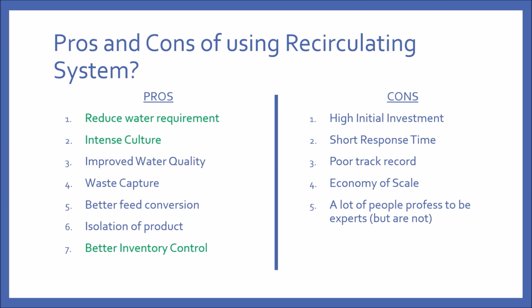Also, there have been a lot of failures in using RAS systems. Another con of using RAS systems is the required economy of scale, as most systems yield the benefit of having a volume. For example, in the soft-shell crab business, which utilizes the same technology, you would usually require a scale of a minimum of 5,000 boxes to be economical.